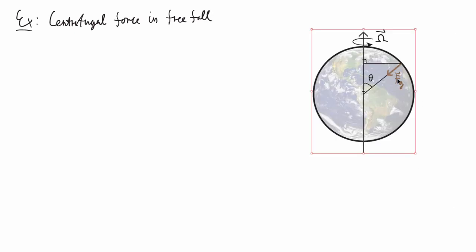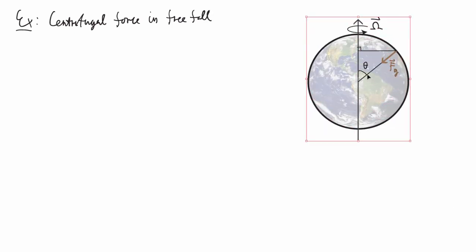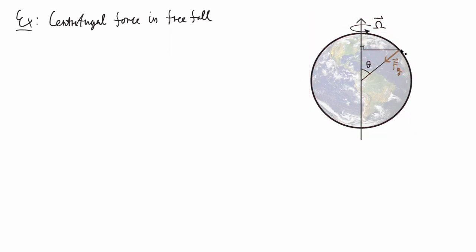Okay, so here's the Earth, and let's say we have some object here. Look at it at this point, and it's in free fall. In other words, it's falling down a mine shaft or something. The only real force that's acting on it then, if we neglect air resistance, is the force of gravity downward, like this.